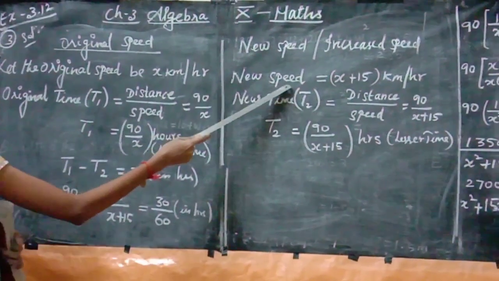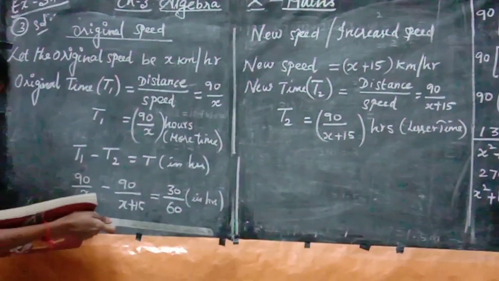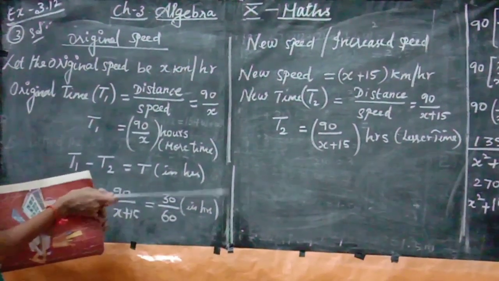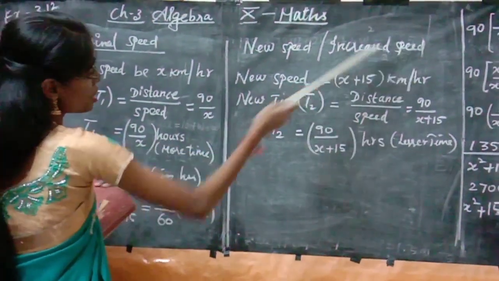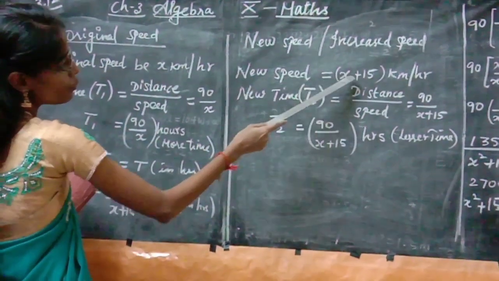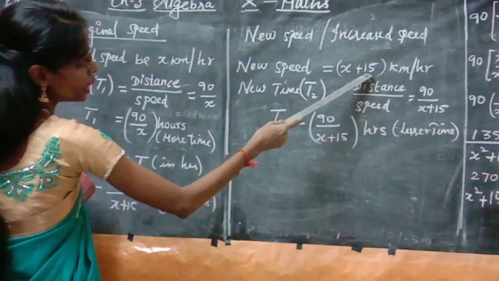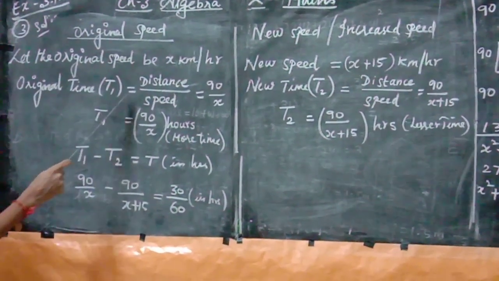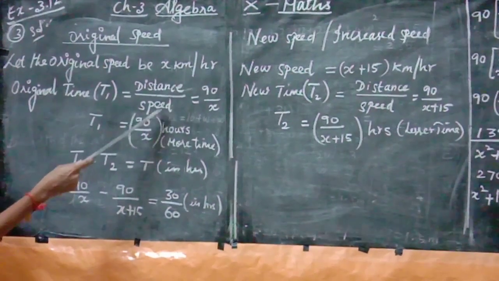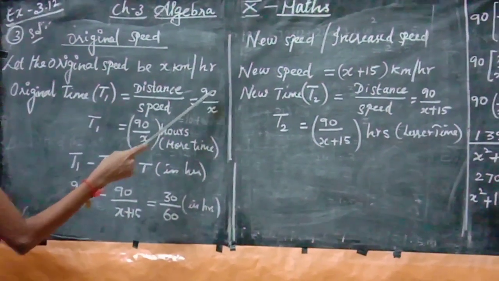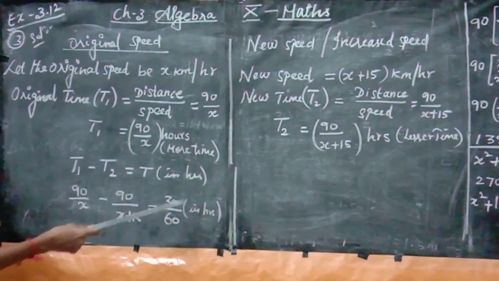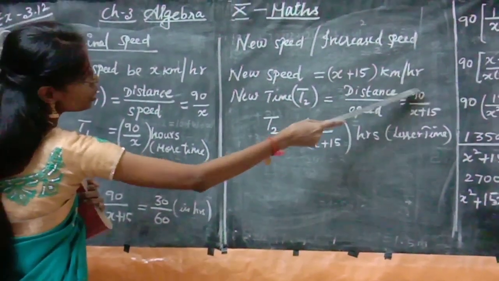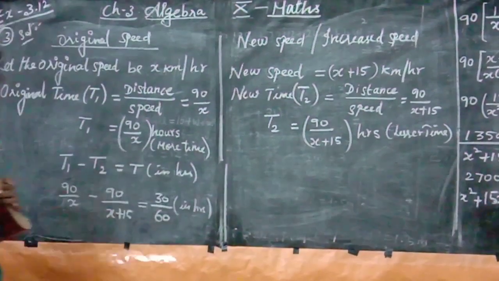Here the new speed: the speed being 15 km per hour more. More means increased speed, so the new speed is x plus 15 km per hour. The original time t1 is equal to distance by speed. The distance is 90, the speed is x. And the new time t2 is equal to distance by speed, which is 90 by x plus 15.